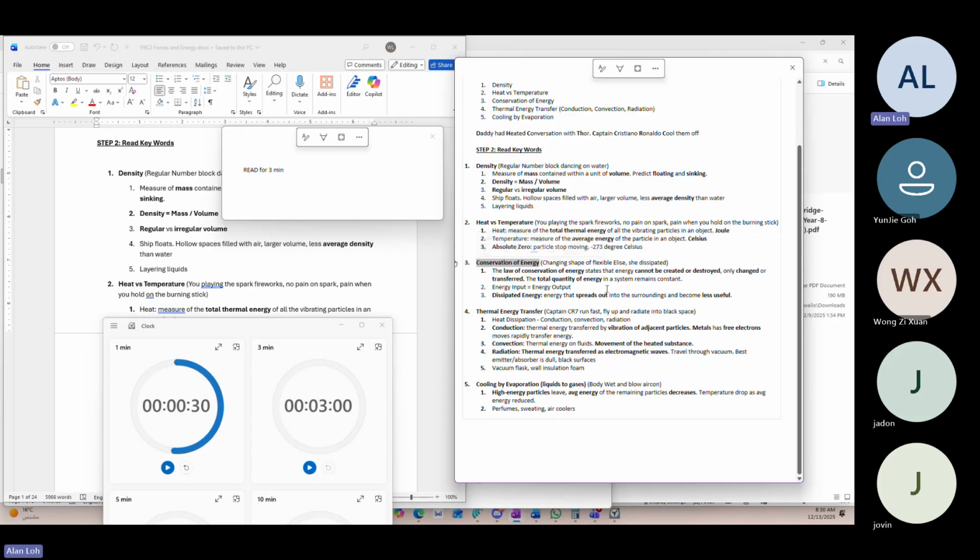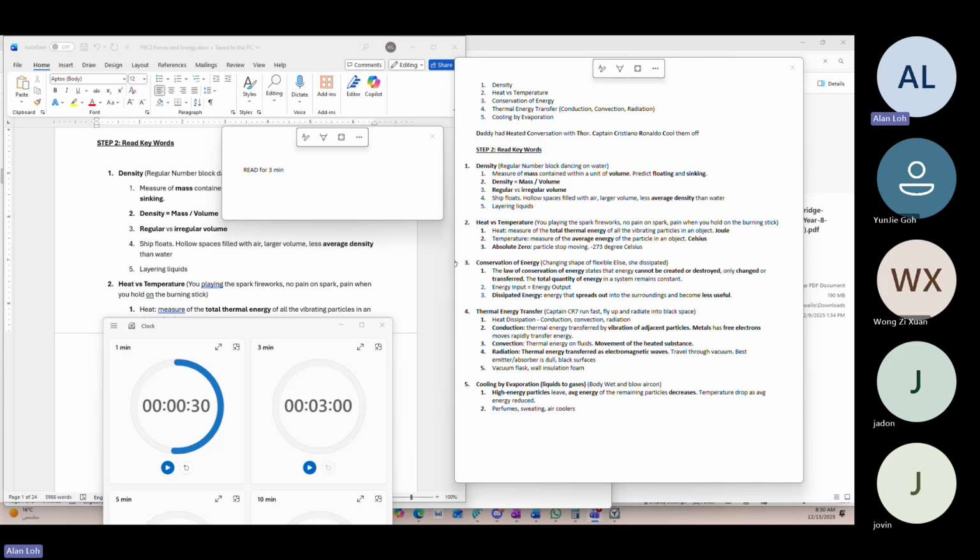Jaden, what is the name of drawer number 3? Drawer number 3 is conservation of energy. Okay, you have to speak in the direction of your laptop, okay? Because I think the mic is somewhere in your laptop.